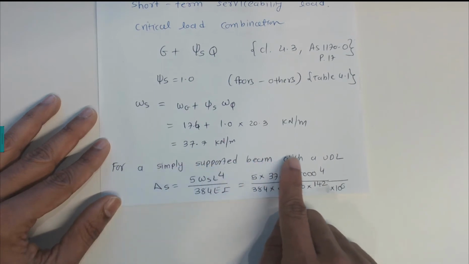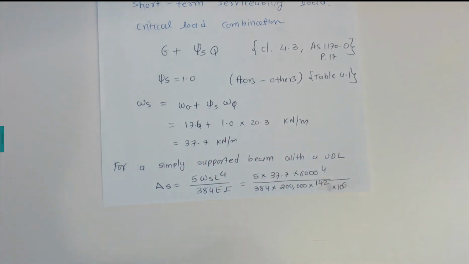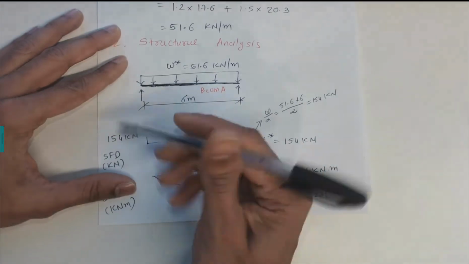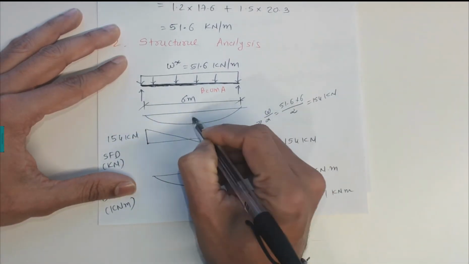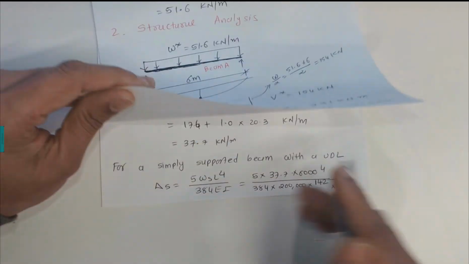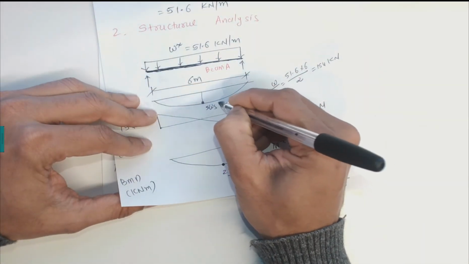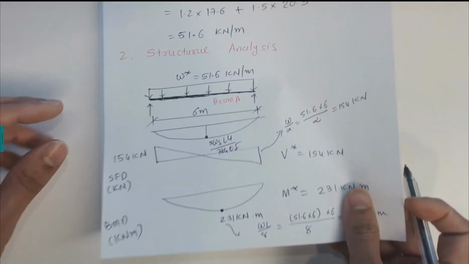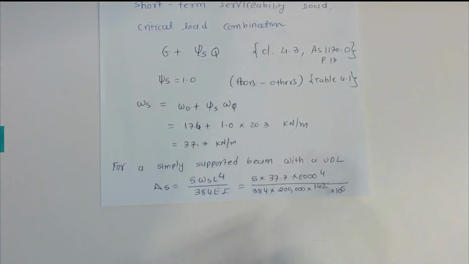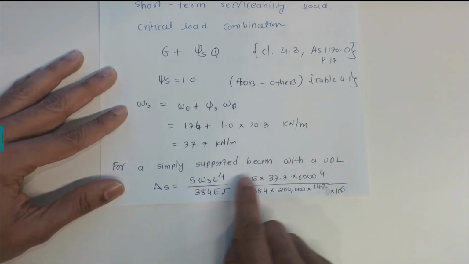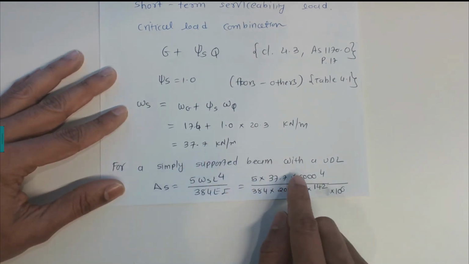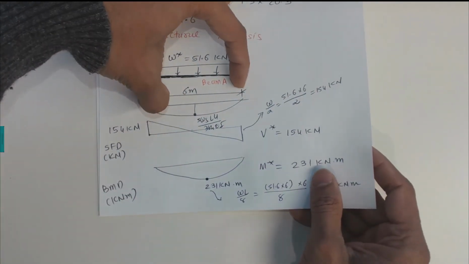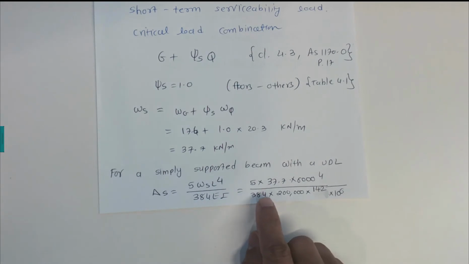Now for a simply supported beam with UDL load, like here, if you want to find the deflection from the structural analysis point of view, we have 5 W s L to the power 4 over 384 EI. So 5 times W s, which is 37.7, times the length of the beam, 6000 millimeters, 6 meters, as given here, to the power 4, divided by 384.